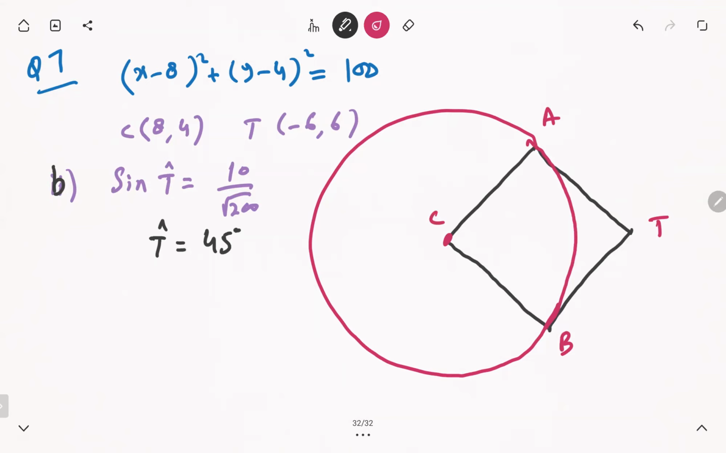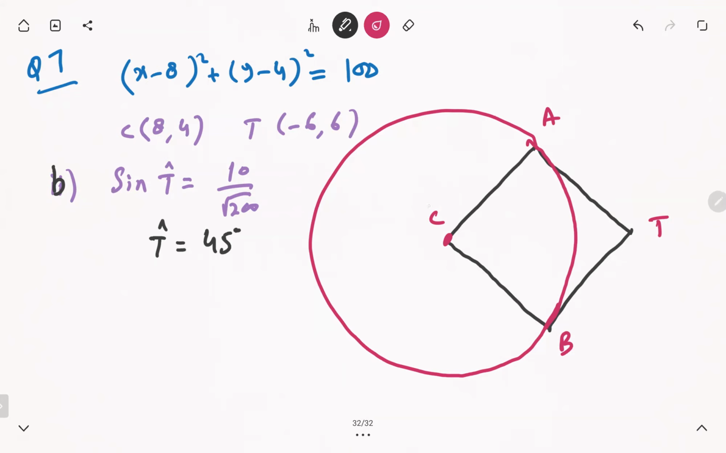So see here, I have drawn a circle whose center is C. T is the point outside the circle, and from T to A there's a tangent, T to B there's another tangent, and we have already proved, because the angle was 45 degrees, that overall it was a square.